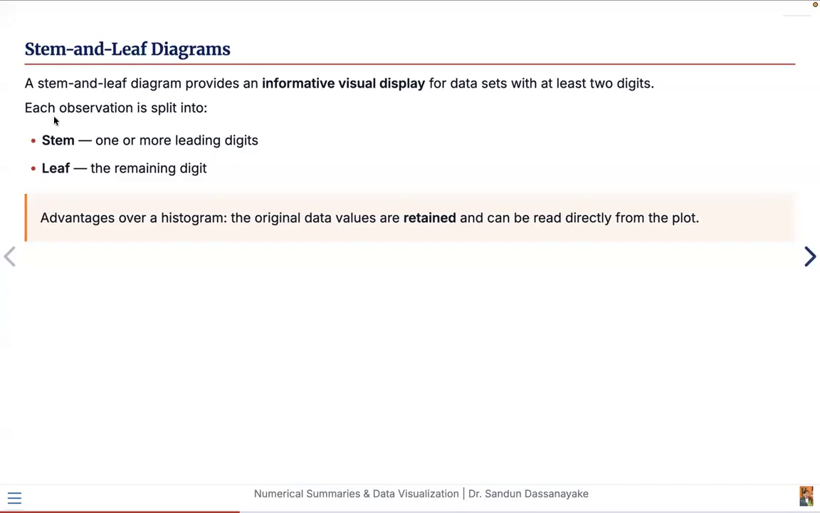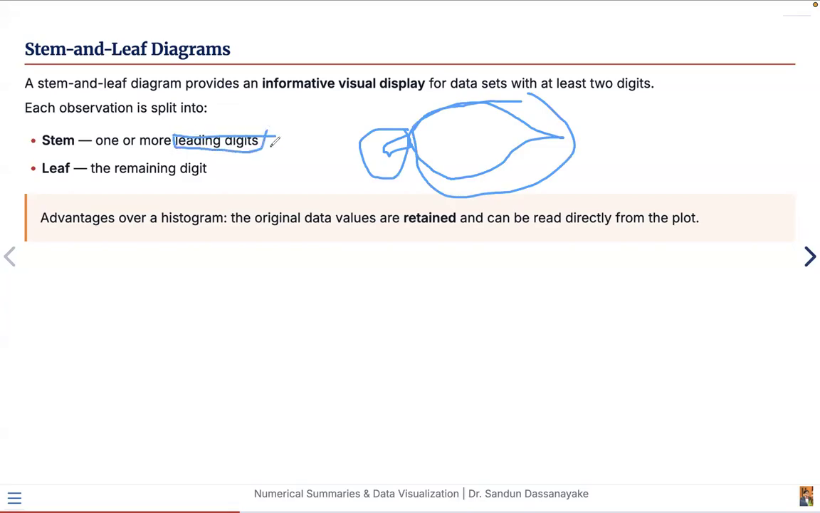A stem and leaf: the stem is this, and this is the leaf. The stem is the one or more leading digits, the digits in front of the number. The leaf is the remaining digits. So if you have, let's say, 100, we can have 1 as the stem, and then you have leaf values, anything above 100, say 125, then the stem would be 1 and the leaf would be 25. So we are basically dividing the values.